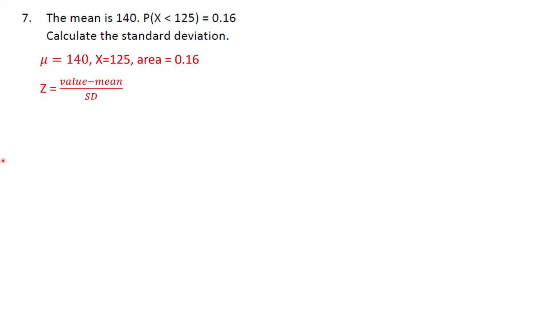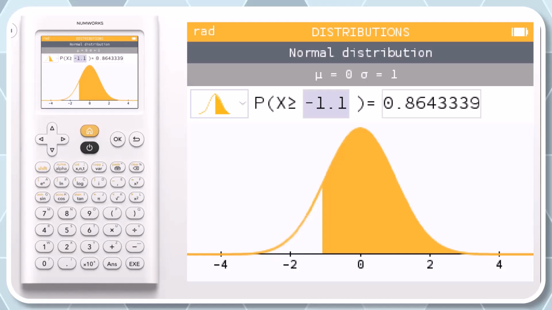change to the z-score because you'll notice there are a couple of things we know. We know the value is 125, and we know the mean is 140. We're trying to find the standard deviation. Can I find the z-score? Yes, I can. If I look at left area, this is telling me left area is 0.16. And I'm just going to use 0 and 1 to get the z-score and fill this in. So I'll go ahead and do that now.